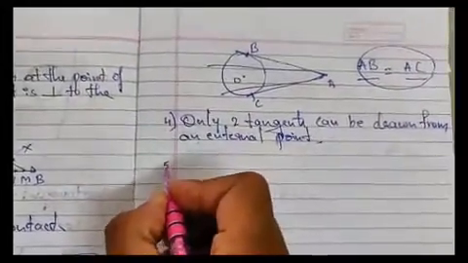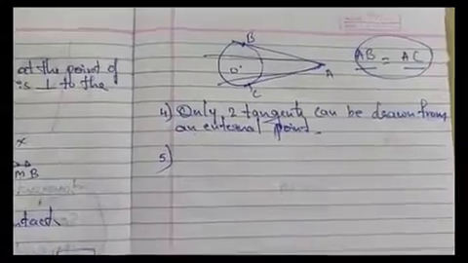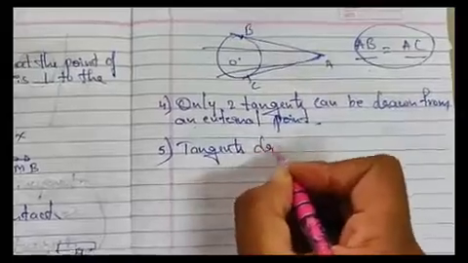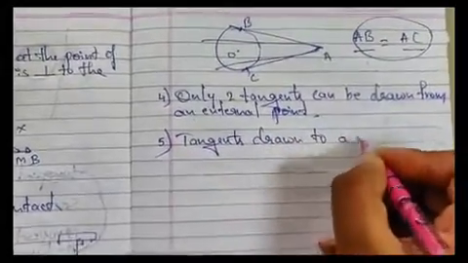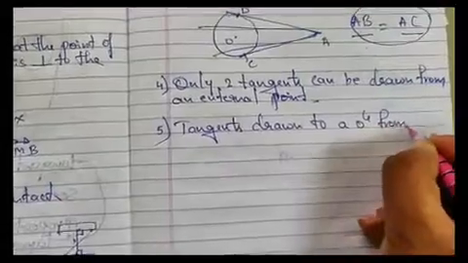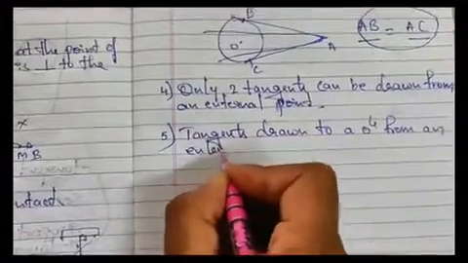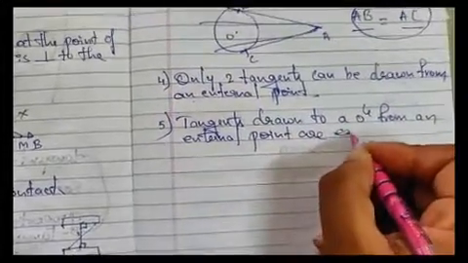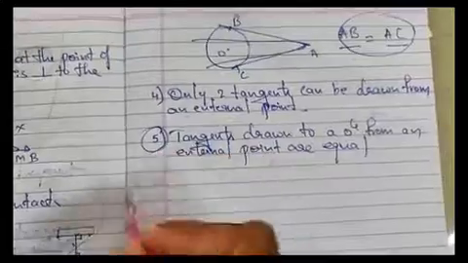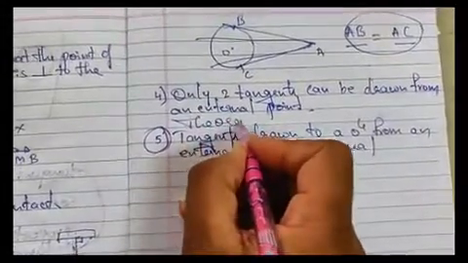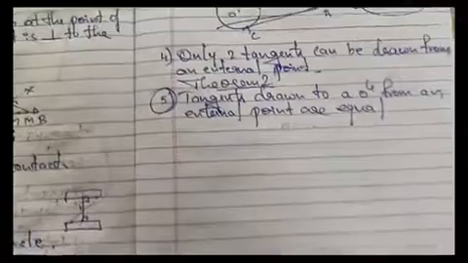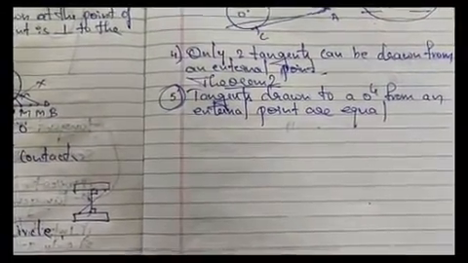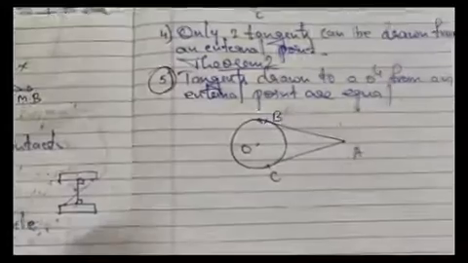To prove this fifth point, what is the fifth point? Tangents drawn to a circle from an external point are equal to each other. So this fifth point is nothing but our theorem number 2. What is the statement of the theorem? Tangents drawn to a circle from an external point are equal. So let us prove this.